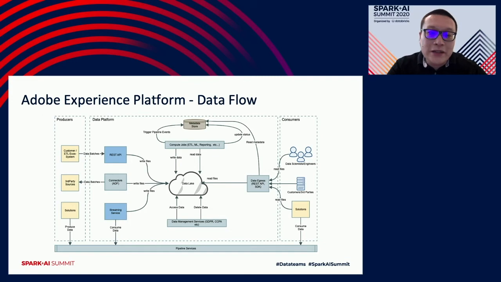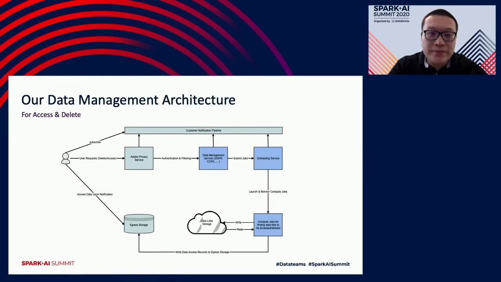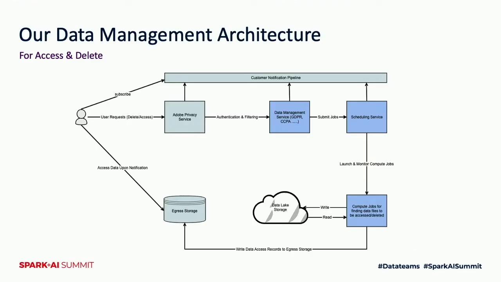Now let's take a closer look at the architecture of the data management service. So in general, there are two types of requests for GDPR and CCPA. The first type is called access. It means the data user wants to access their data stored in our data lake. The second type is called delete. It means the user wants to delete his or her data stored in our data lake.